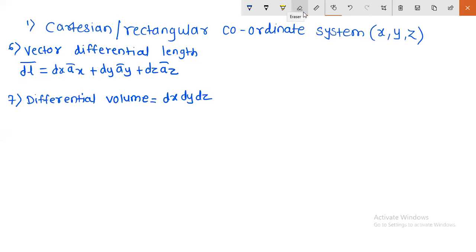Now today we'll start with the second coordinate system. Noted, can I erase? Yes, ma'am. So today we'll start with the second coordinate system, that is cylindrical coordinate system.